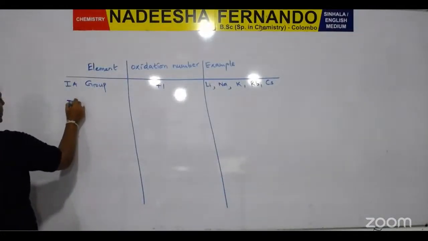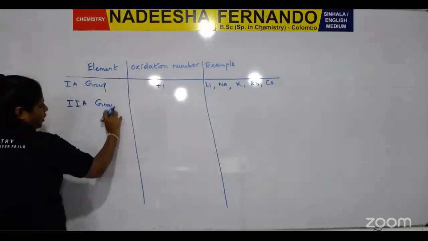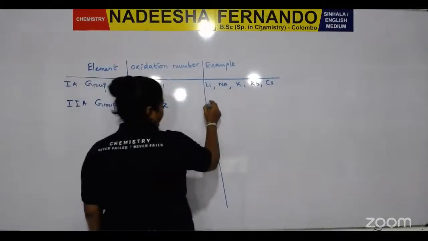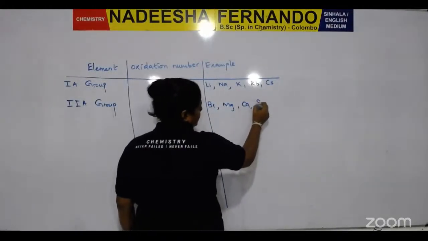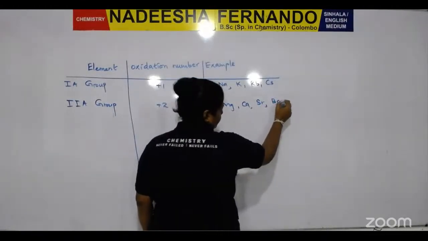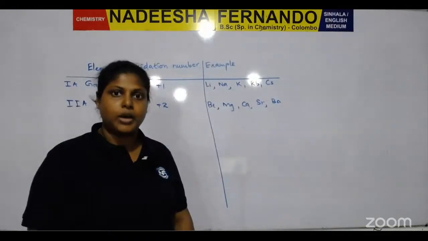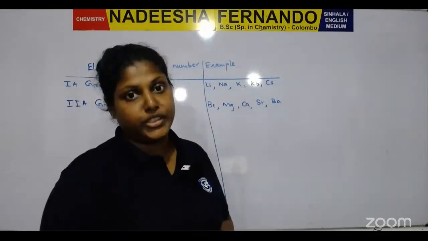Group 2 elements: the oxidation number equals plus 2. Elements: beryllium, magnesium, calcium, strontium, barium. Radioactive elements do not form chemical compounds. They just turn from one nucleus to another.